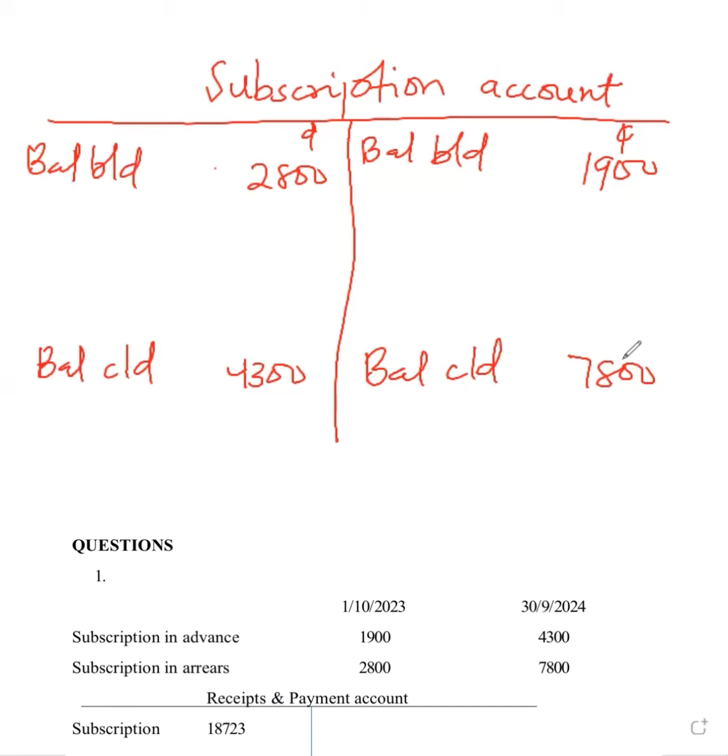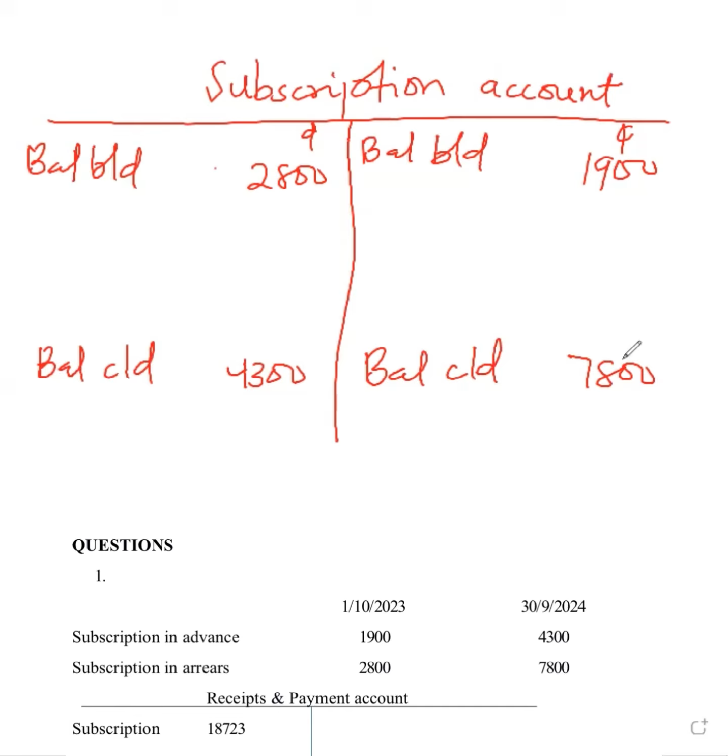So any amount that is received in that period must go there. So when you go to the receipt and payment account, the amount that has been received is 18,723. And in the receipt and payment account, the subscription will always be on the debit side because it is an income. So it is always on the debit side.